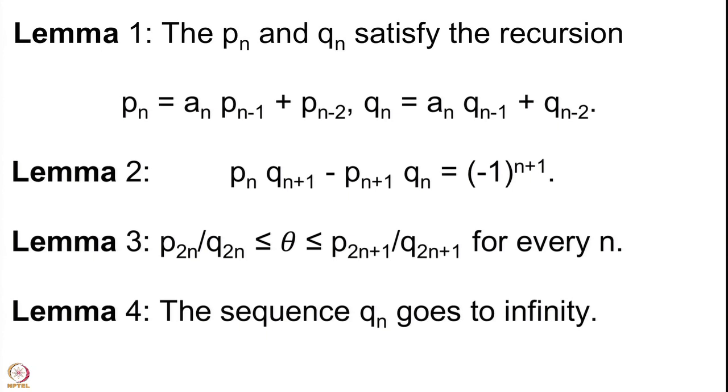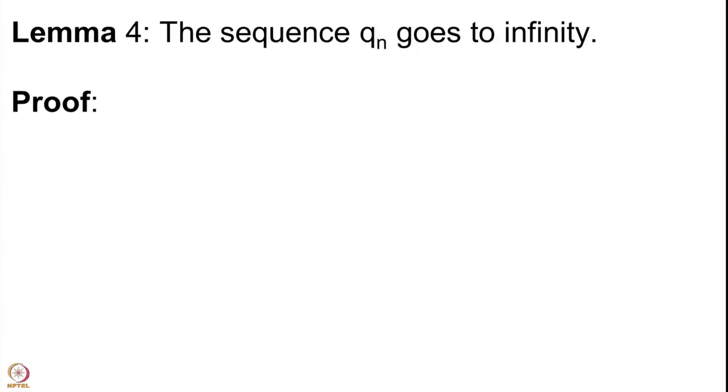Let me prove lemma 4 first. So, I will prove lemma 4, which is that the sequence Qn goes to infinity. I will of course need to use the recursive relation. So, let me remind you that we have this recursion for Qn: Qn is an Qn minus 1 plus Qn minus 2. We have this recursion, and using this we will prove that the sequence Qn goes to infinity.